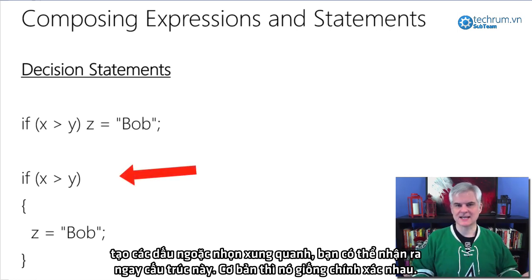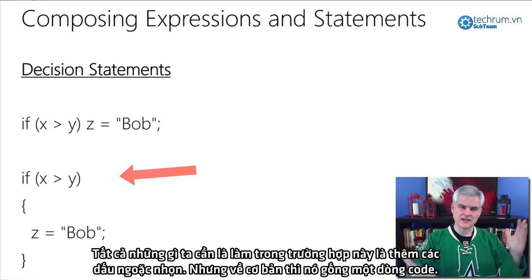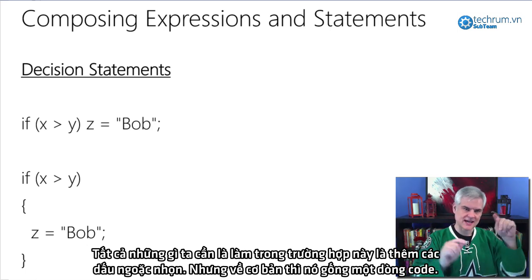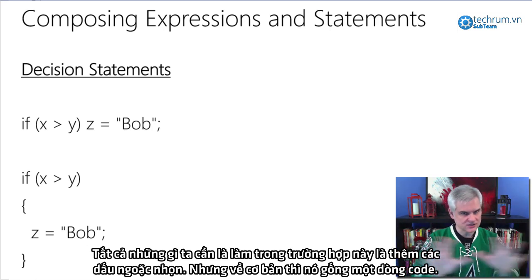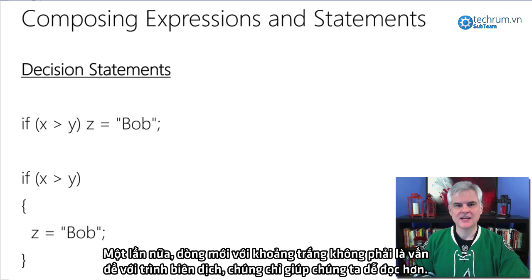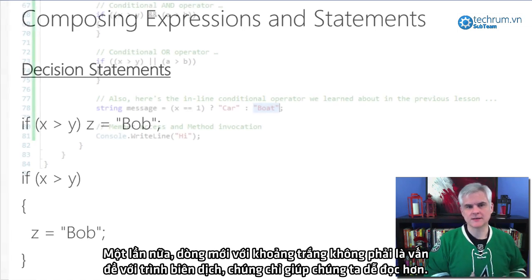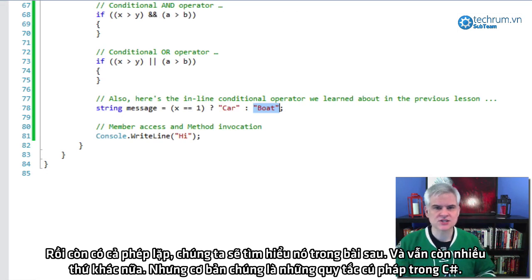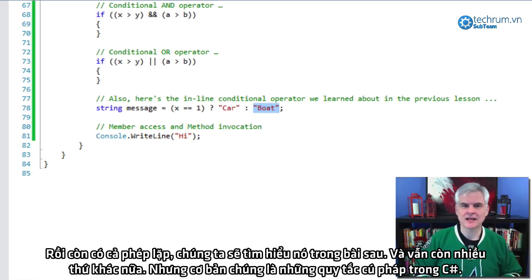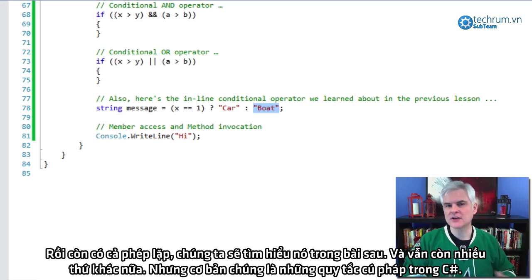Basically the exact same thing. So all we needed to do in this case was to add the curly braces, but essentially the same line of code. Again, new lines and white space don't matter to the compiler. They're just there for our own readability. And there are iteration statements, which I'm going to show you in a later lesson, and there are a couple of others. But basically, these are the syntax rules of C#.